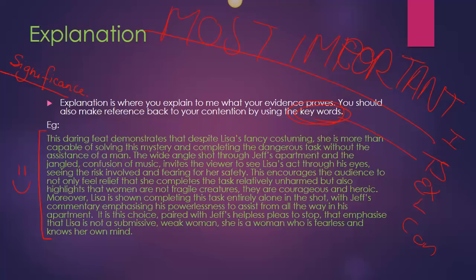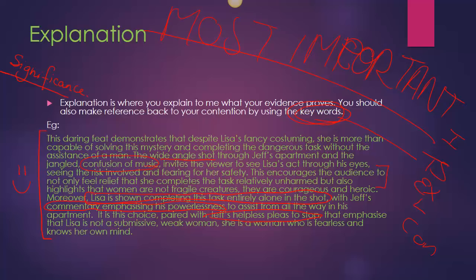So it is detailed. And note that I'm really pulling on the sound stuff. I've got Jeff's helpless pleas to stop, and the commentary emphasizing powerlessness. That's about sound. And then I've got stuff about the camera angles: Lisa is shown completing the task entirely alone in the shot, and how the shot makes the audience feel, and the wide-angle shot and the confused music. I'm really getting into detail about how camera use and sound use are being used by Hitchcock to show me his societal messages.